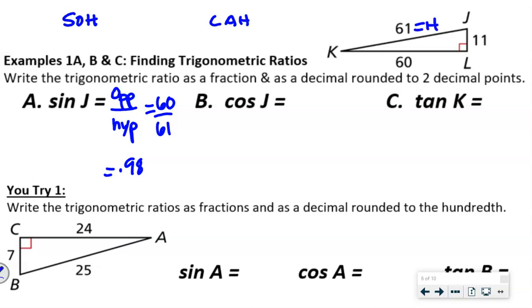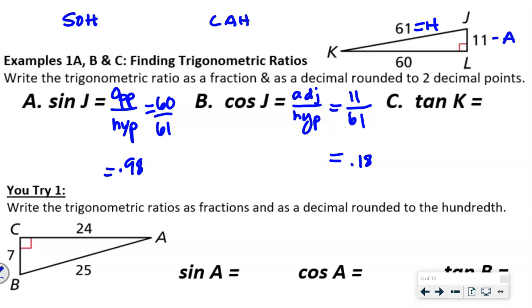So this time we're looking at the side that's adjacent to angle J. So that would be this now, right? So angle J, it's beside it. That's what adjacent means. So we're going to put ADJ over hypotenuse again. And that's going to now be 11 over 61, right? And now again, we're going to put that in our calculator, and that's going to give us 0.18, okay?